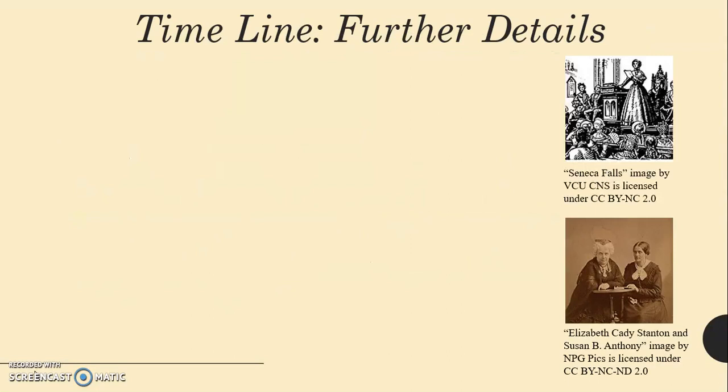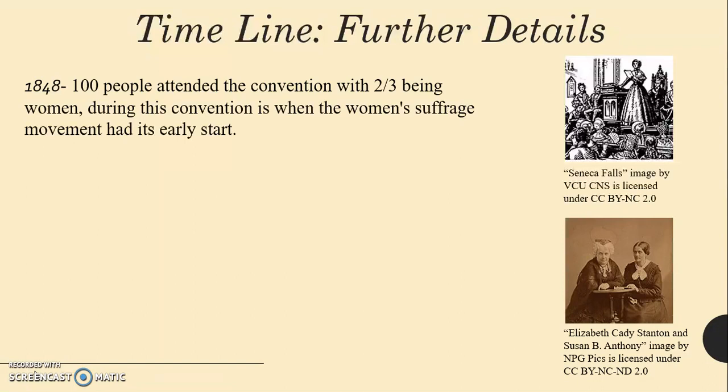So to go more into detail about the big points in this timeline, we'll start off with 1848, which was the Seneca Falls Convention, where 100 people attended the convention, 2/3 being women and the other 1/3 being men, which was a huge point in their advantage because it was going to take both men and women in order for women to gain the rights that they were looking for. So it was the start for the women's suffrage movement. It was a shaky start, but it was the start that they needed in order to begin to make the changes that they were looking for.